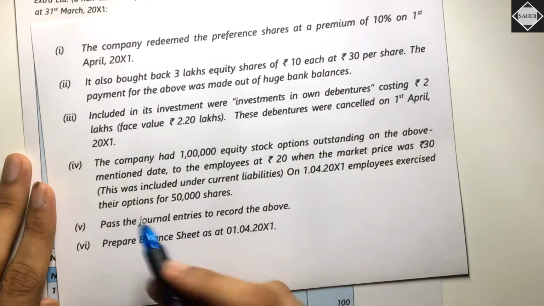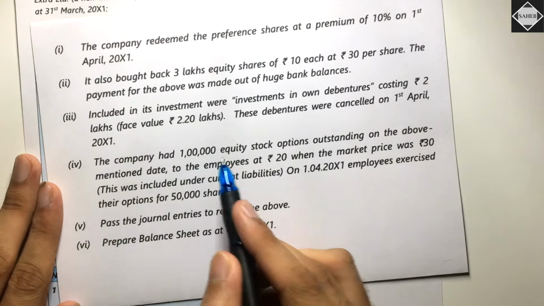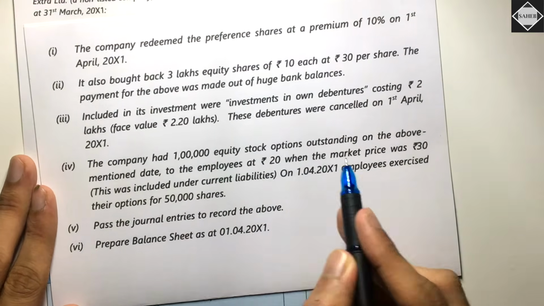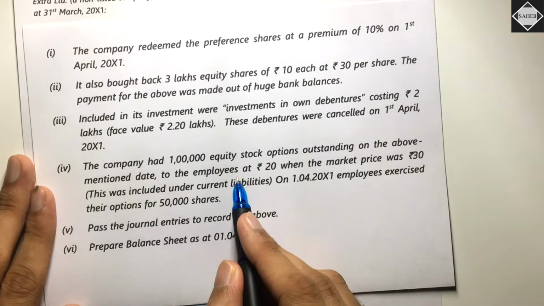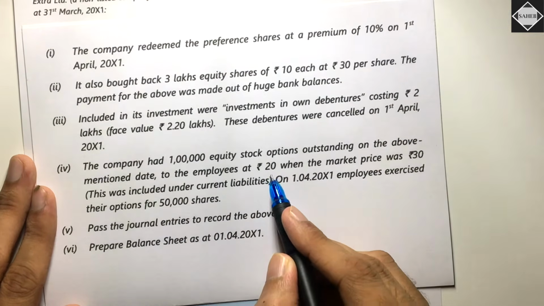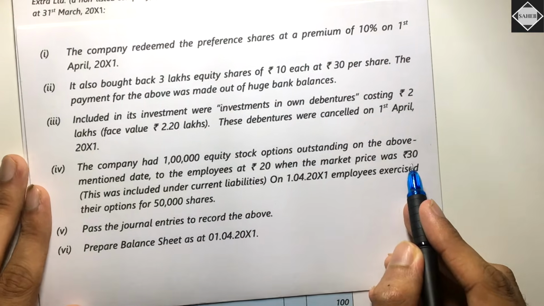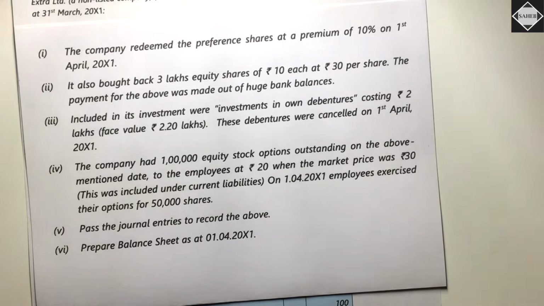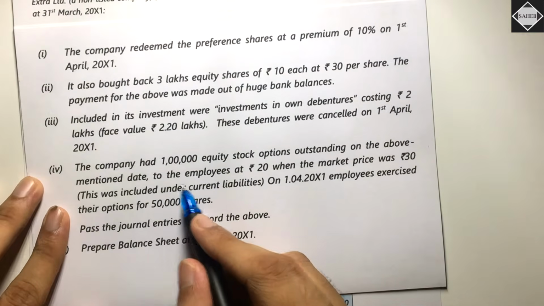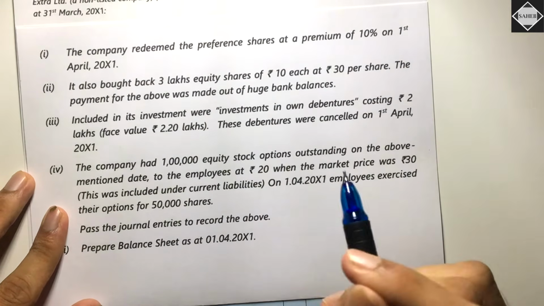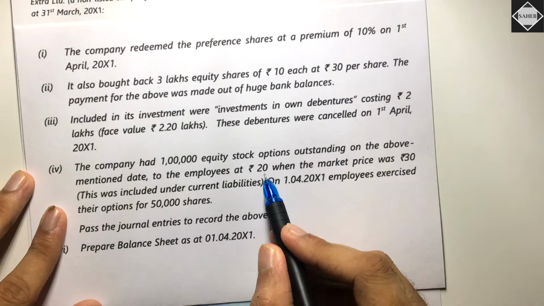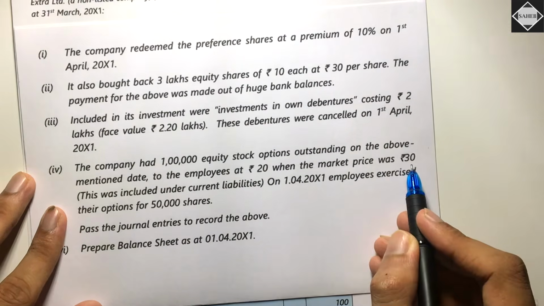And then the fourth point, see here, the company had 1 lakh equity stock options outstanding on the above mentioned date, that's 1st April, to the employees at rupees 20 when the market price was rupees 30. Okay, here they are talking about ESOPs. Fine. So 1 lakh ESOPs were outstanding on 1st April to the employees at rupees 20. 20 is the exercise price. Okay, 20 is the exercise price when the market price was rupees 30.